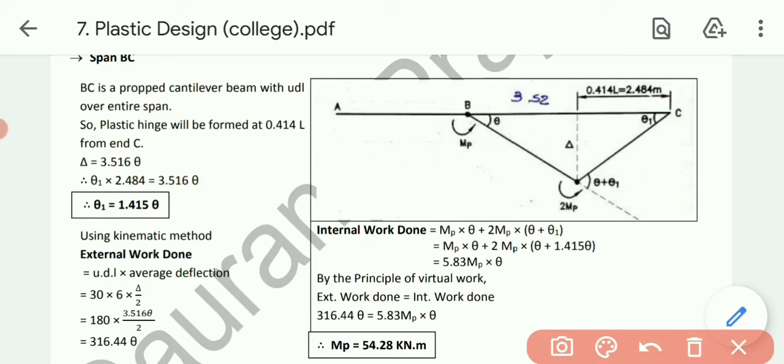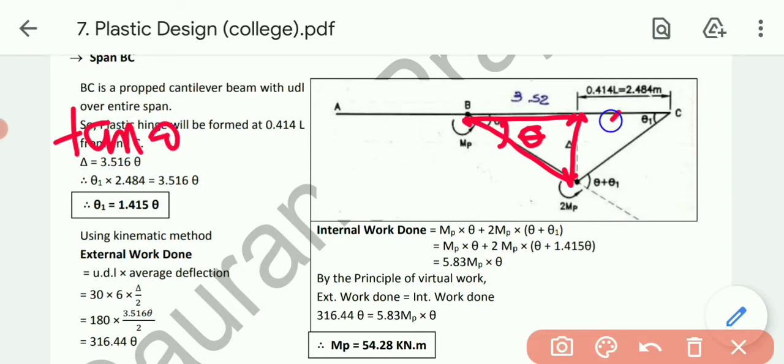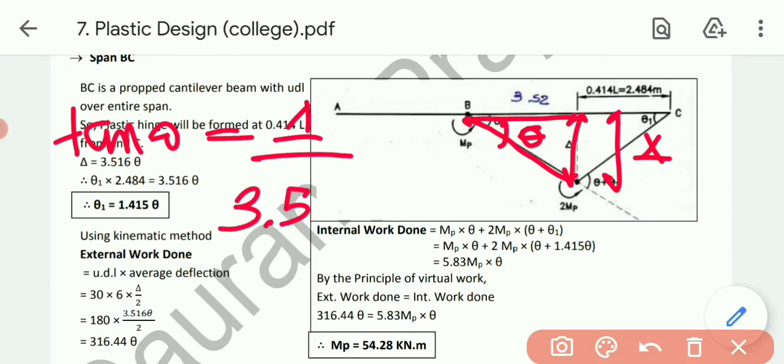Now let's talk about the value of the deflection. Deflection's value can be calculated from either the left hand side or right hand side triangle. Let's take the left hand side triangle. Like always, we have taken theta. So tan theta equals delta, the deflection, divided by the dimension, that is 3.516.